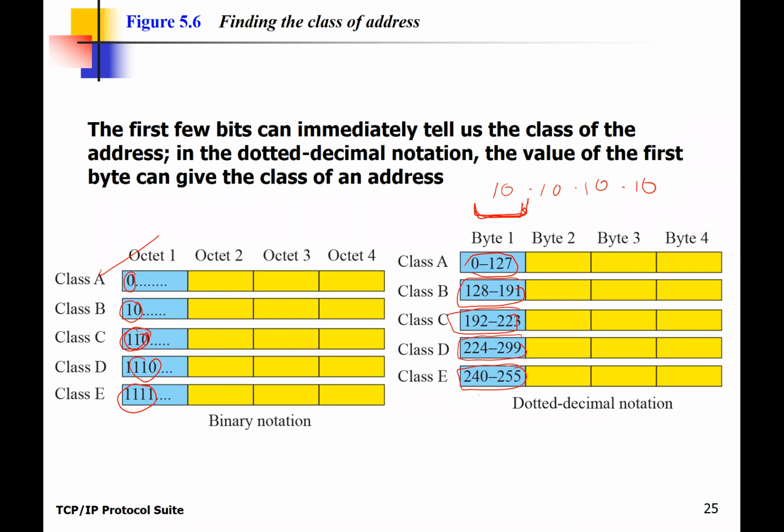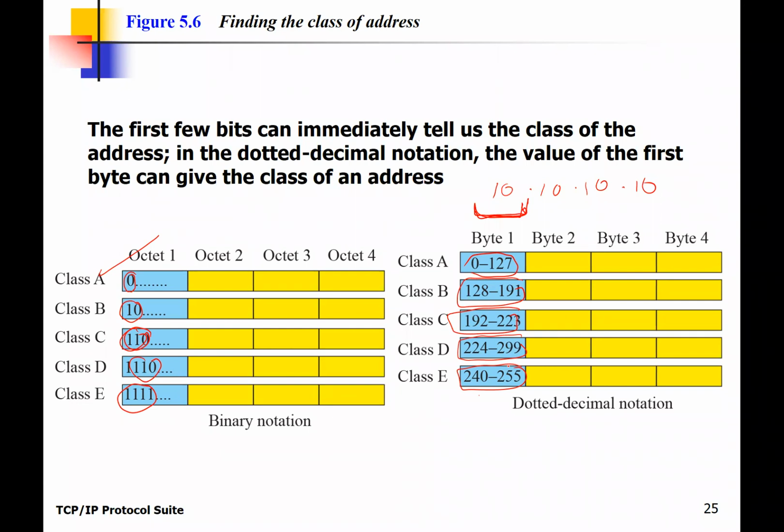Either I convert it to binary, then I look at the first 4 bits. If the first bit is 0, it's class A. If the first 2 bits are 1 0, it's class B. If the first 3 bits are 1 1 1 0, that's a class.